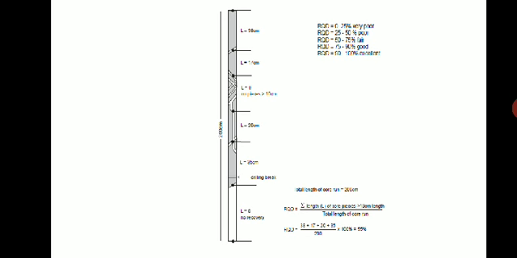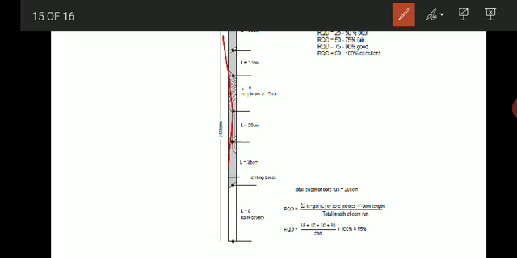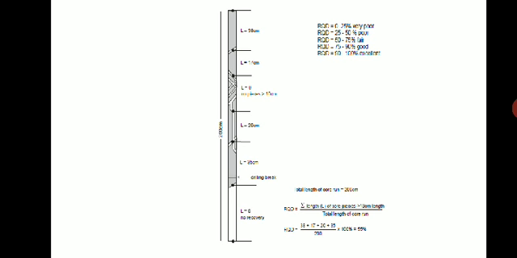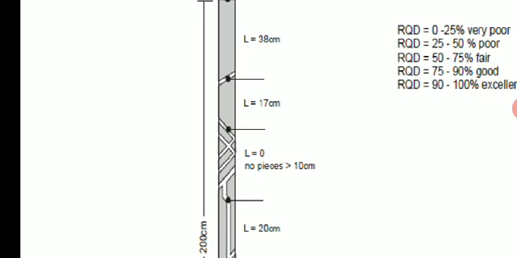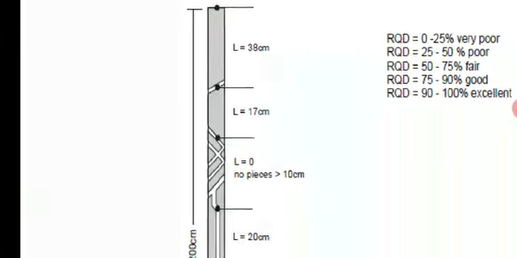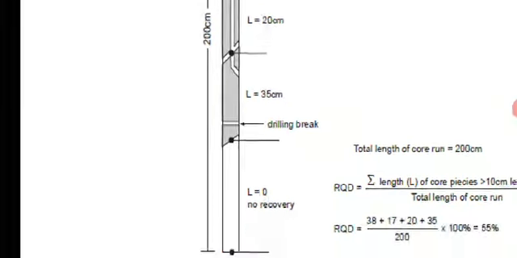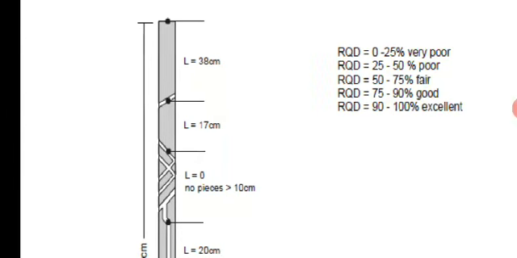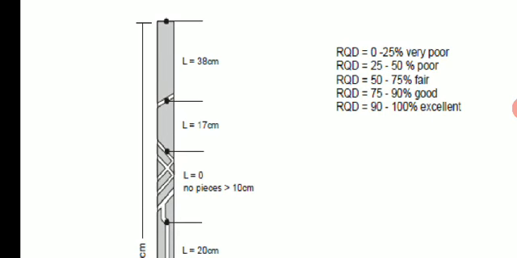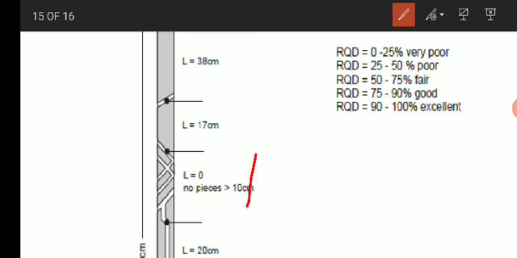Okay, so we'll see one example. Here there is a log. This is the core sample, a core log or drilled log, and you can see it has cracks in between. Here is one crack, then here again there are cracks. If you see, the length is also given.